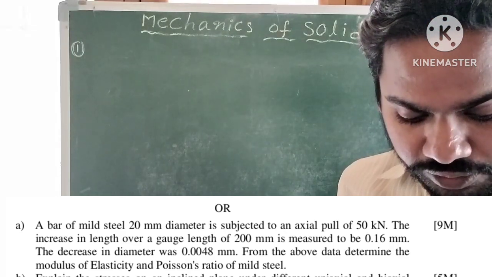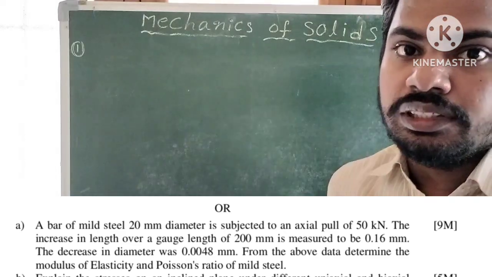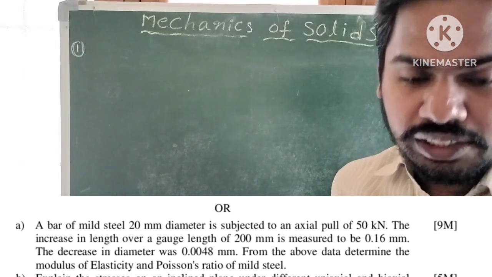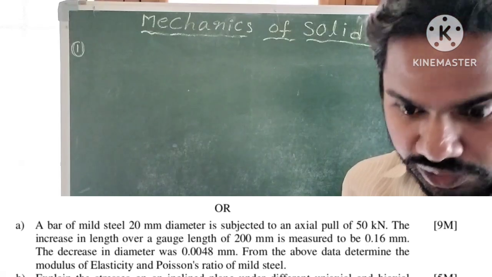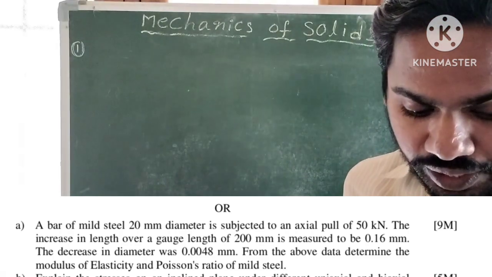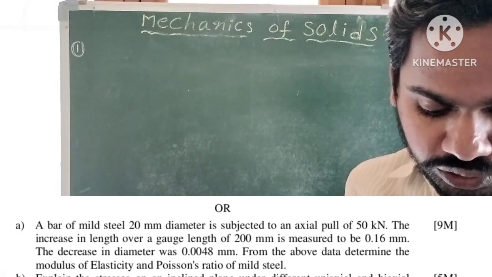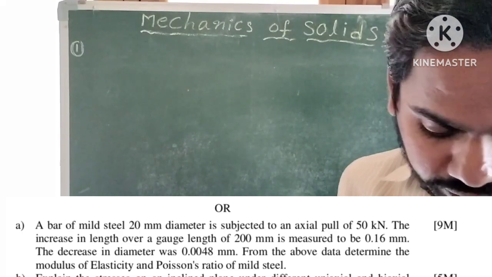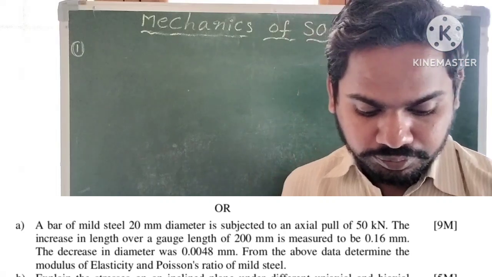The decrease in diameter was 0.0048 mm. So there is a change in lateral dimensions. The lateral dimension here is the diameter. So what is the change in diameter here? The decrease in diameter is 0.0048 mm. From the above data determine modulus of elasticity and Poisson's ratio of the mild steel.